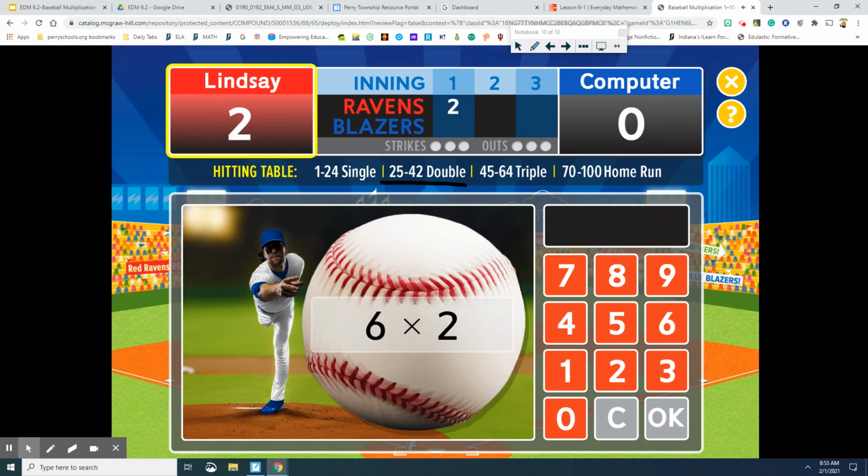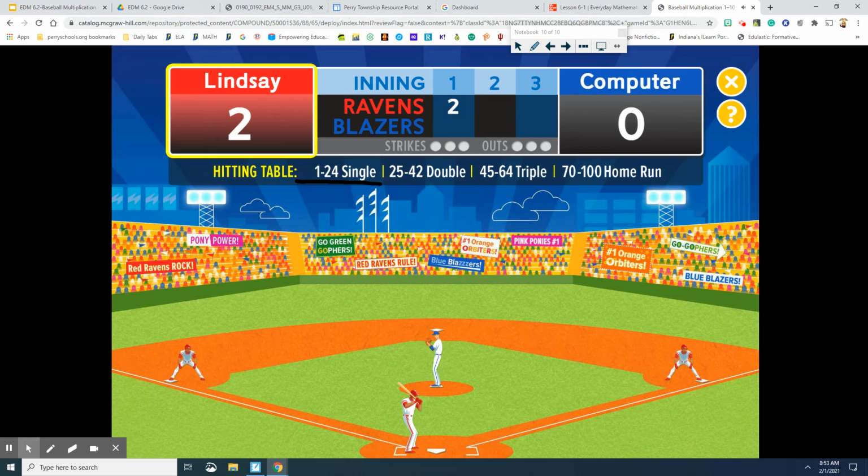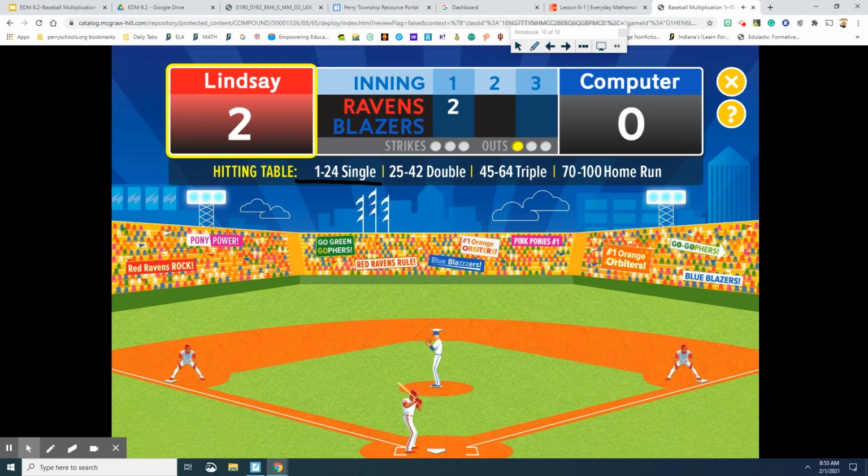6 times 2 is 12. And anything from 1 to 24 is a single. A solid single. Oh, you hit that well, but it's an out. You're out. So in baseball, you get 3 outs, and then you switch where you will be the pitcher and not the hitter anymore.